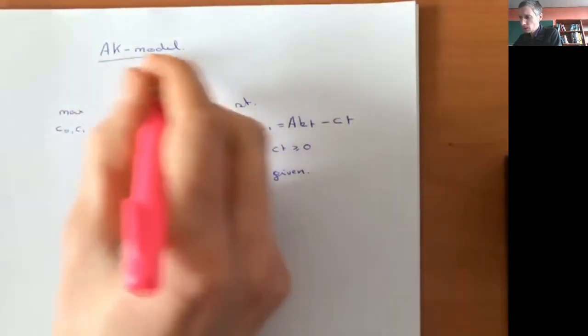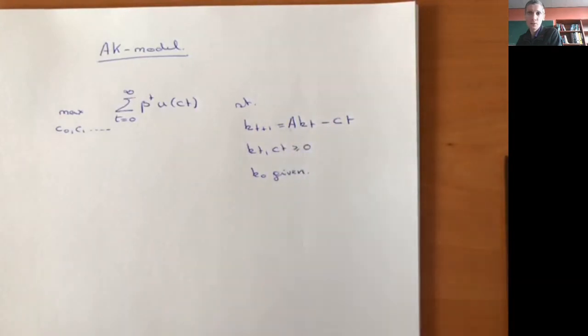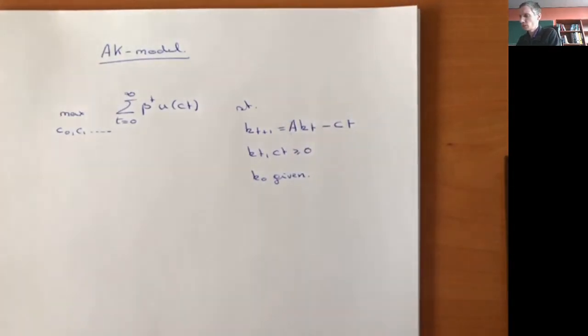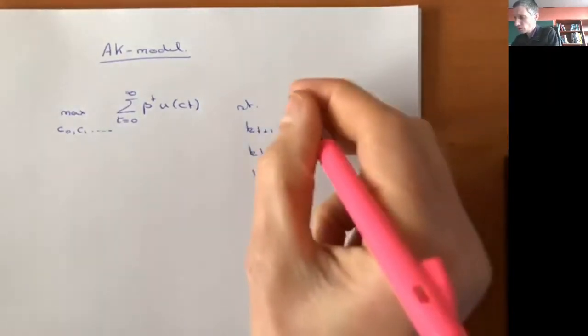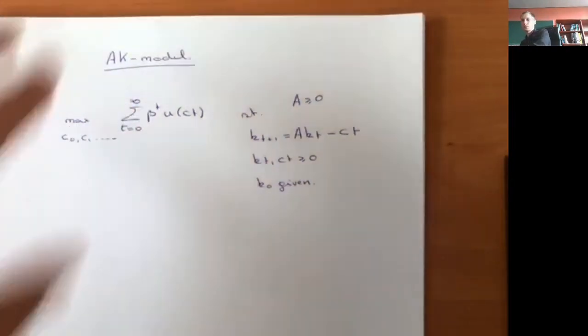Okay. So this is called the AK model because I think this has to do with the production function being A times K, right? So here A is a parameter and it's greater or equal to 0. Okay.